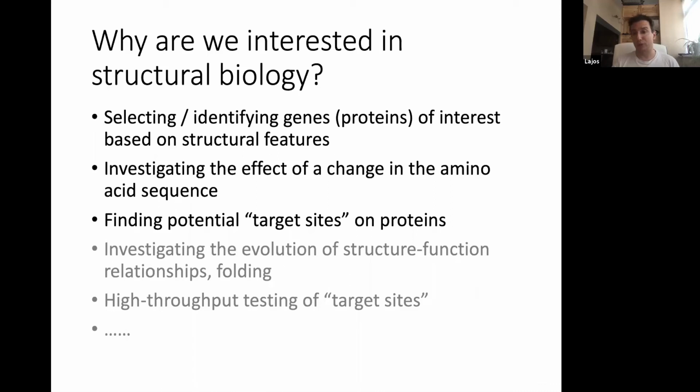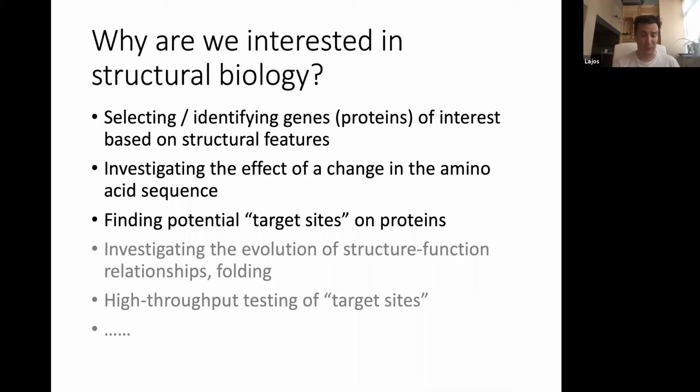Of course, there are a lot of other things that you can do. You can investigate the evolution of the structure-function relationship. So if you look at the same domain, the same enzyme in different parts of the phylogeny, then you can find out how it changed, what are those parts that are never changing, what are the most conserved bases, and what are those parts that maybe gave a new function or an altered function for a protein.